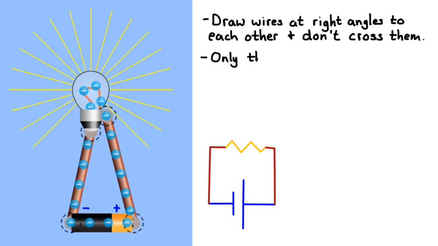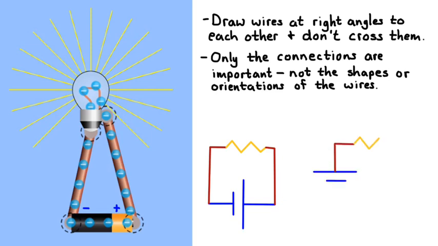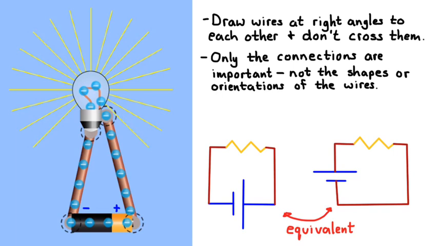And then when drawing the circuit diagram, only the connections and currents and voltage changes are important. The shapes and the orientations of the wires aren't really that important to us. So where you draw that battery is not important at all. Where you draw the resistor is not important at all. The only thing that you need to show is how current is flowing in your circuit. So those two circuits that I've drawn right there are equivalent to each other. There's no difference for anything that we want to do in Physics 1.